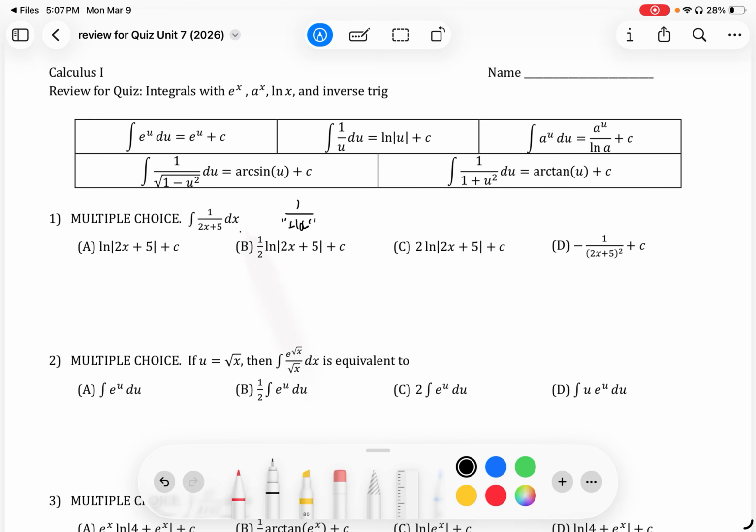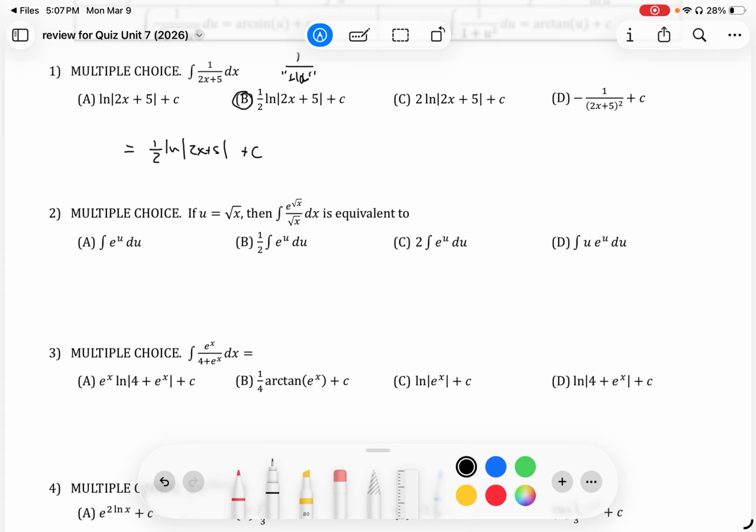And then if your inner function is linear, you can simply divide by that slope to undo the chain rule. So this is just going to be the natural log of the absolute value of 2x plus 5, but then divided by 2 to undo the chain rule. Because if you're taking the derivative of this, you'd be multiplying by 2, which is the derivative of the inner function. We're going to divide by 2 to undo that. So we end up with b.